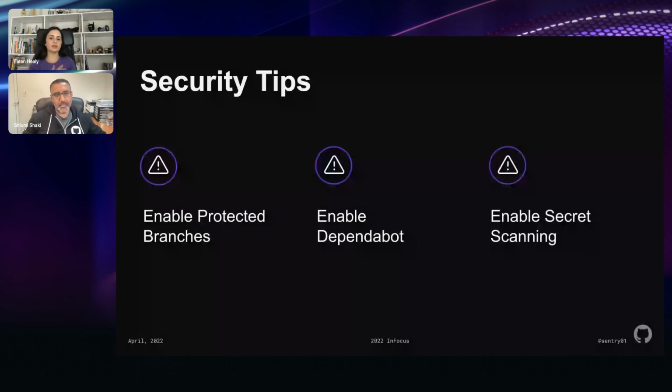And the last one, enabling secret scanning. Secret scanning is enabled by default on public repos, but if you've got GitHub Advanced Security, enable secret scanning to make sure there's no secret, no tokens, no password, nothing like that stored in your repo. So these are my 3 quick tips that I wanted to share with you today.